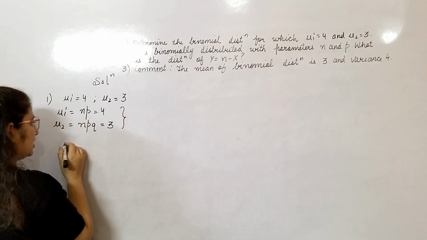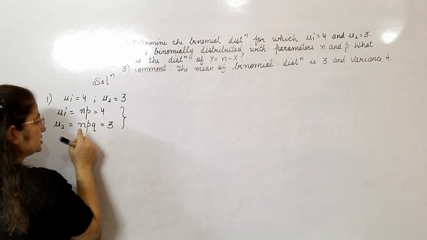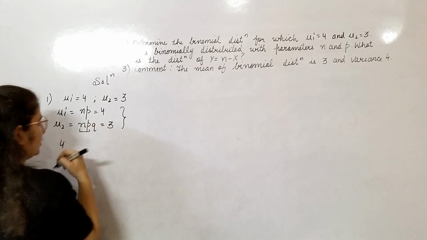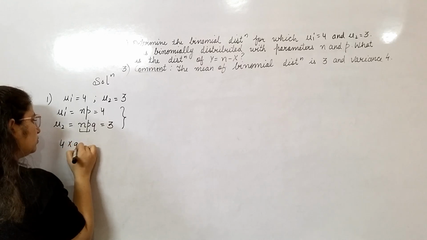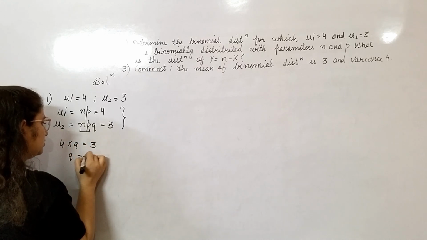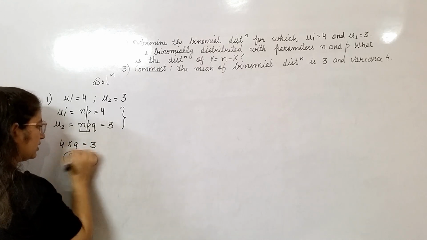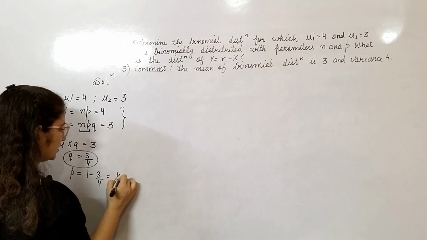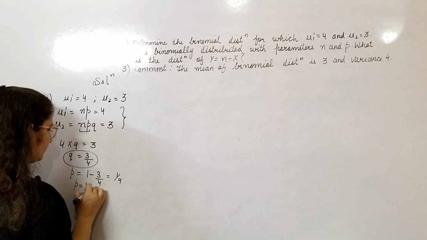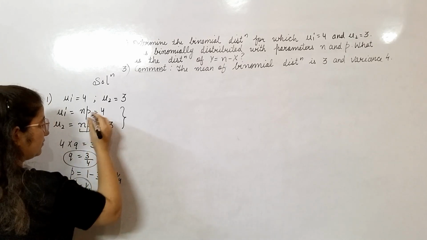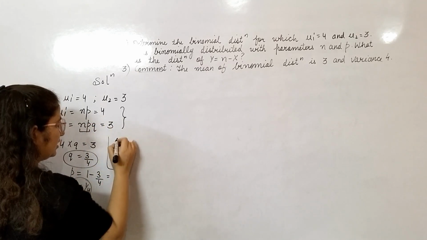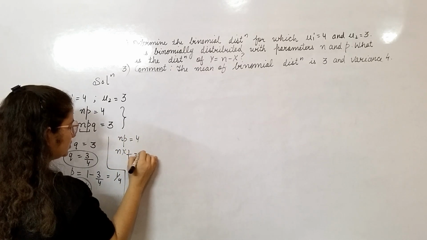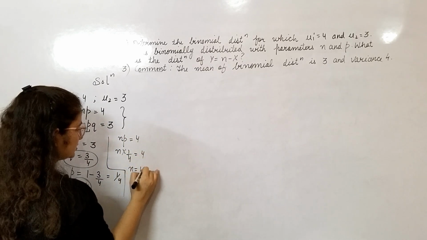These are the two equations you have. Put the np value in this equation. I am putting the np value 4 from there: 4 into q is equal to 3. So q is equal to 3 by 4. If q is equal to 3 by 4, then p will be 1 minus 3 by 4, which is 1 by 4. So p is 1 by 4. If p is 1 by 4, then put it in the equation np is equal to 4: n into 1 by 4 is equal to 4, so n is equal to 16.